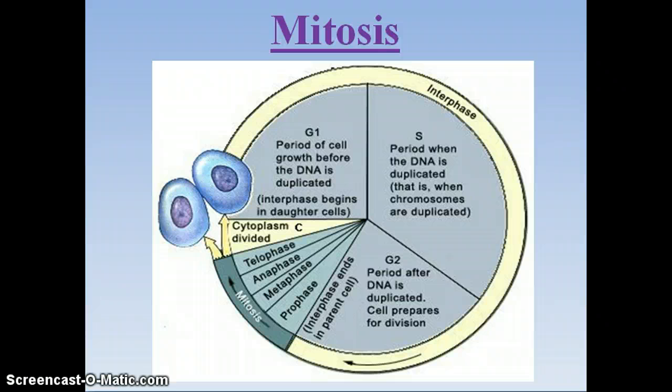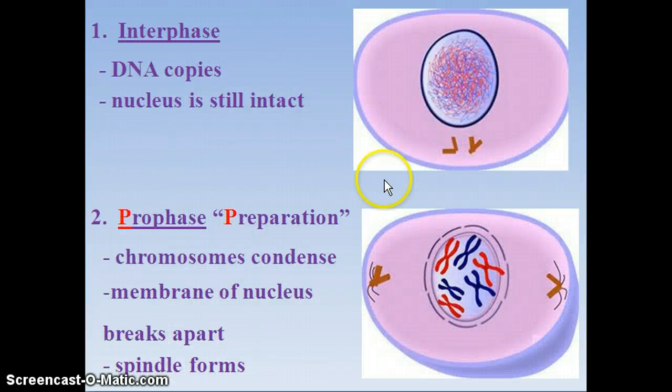So if we look at the phases and the pictures, we can see that in interphase, the nucleus is still intact. There's no dotted lines. And you can see that this is all this coily DNA. It's coiled up and it's not in the form of an X. In prophase, P, the preparation, what we can observe from this picture is that the nucleus is starting to break apart.